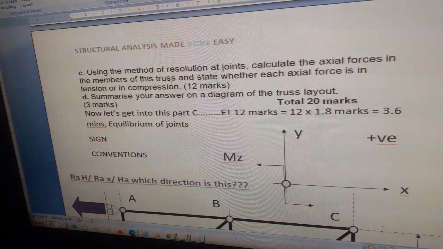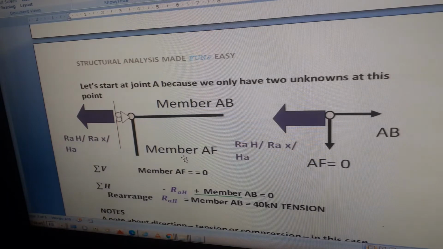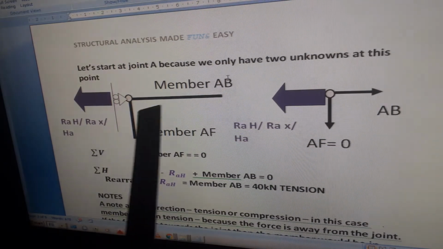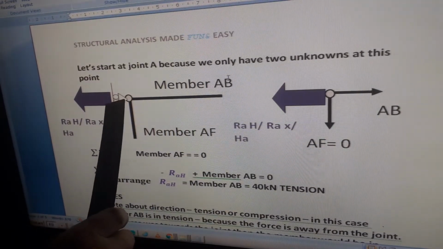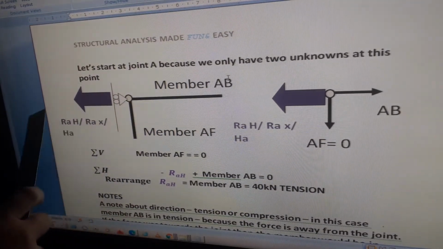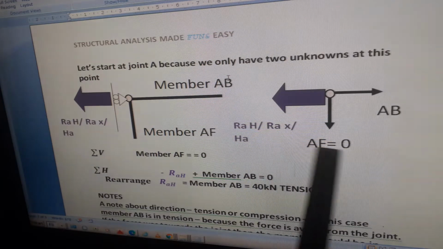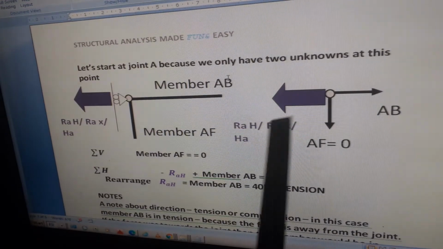Let's zoom back in. Let's start at joint A because we only have 2 unknowns at this point. So at A, we've got our pin roller support, a member AB. Here's a diagram of the arrangement. We've got a member AB here in detail, member AF here. There's a pinned roller here. There's a support reaction here, from right to left, which is negative, RAH. So here's a free body diagram of the joint. This is force AB, force AF, and this is the reaction.